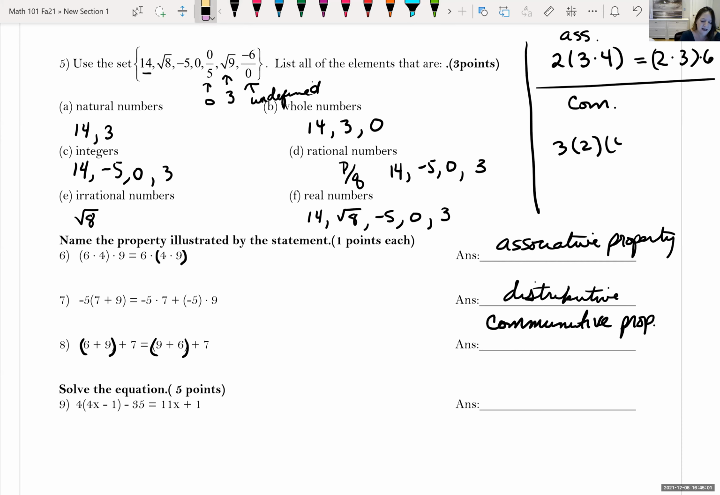Actually, let's do it this way. How about commutative property inside that parentheses 3 times 4? We swap the order, 4 times 3. So switching the order of 2 numbers is the commutative property. And just rewriting where the parentheses are is the associative property. Just got to make sure that what you're putting down is true.